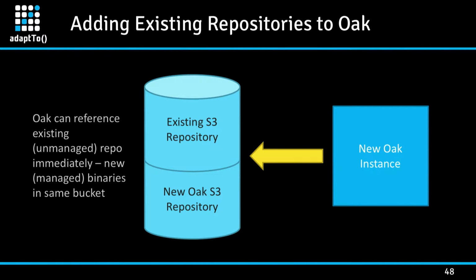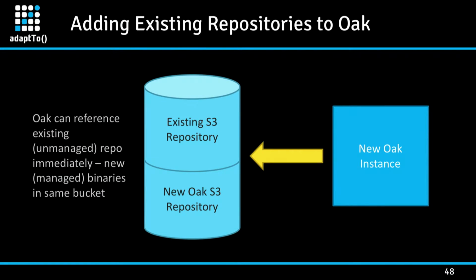When you bring up that new Oak instance, first of all, it wouldn't know about any of those, but you could write a very simple script that would traverse all of those and give them to Oak as unmanaged binaries. And then Oak would know the path, and you could generate your JCR nodes and all that stuff based on that.